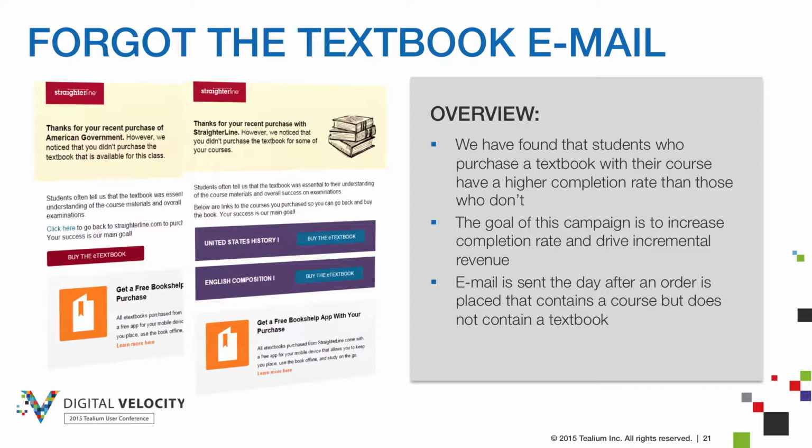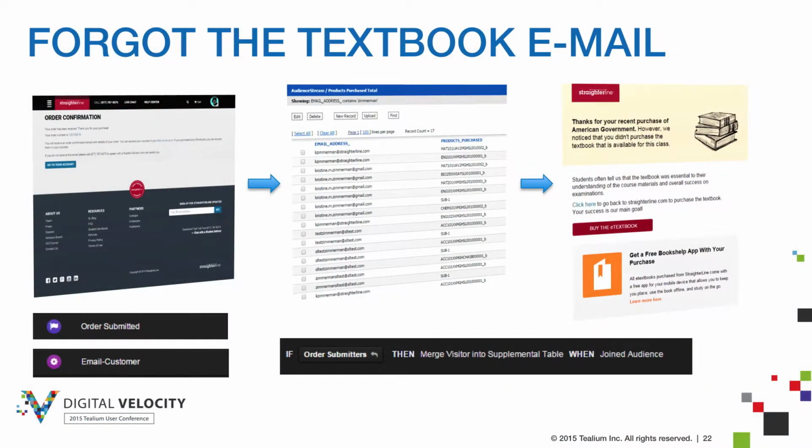So we're finding that students who buy the textbook complete their classes at a higher rate. What this program is doing is looking at students who purchased a course and did not buy the applicable textbook. Then we send out an email the next day saying, hey, that's awesome that you bought college algebra, but you really should buy the book. Here's a link.